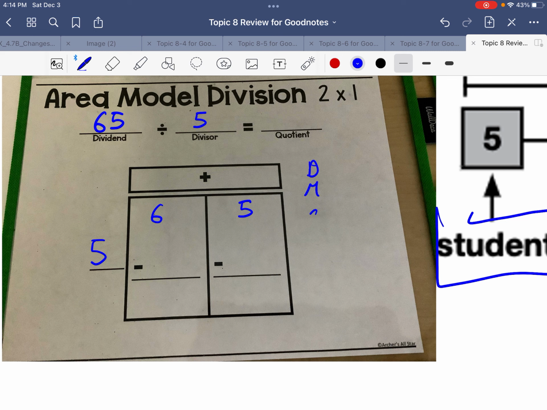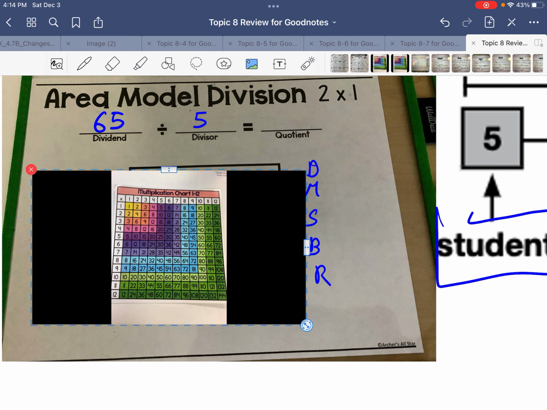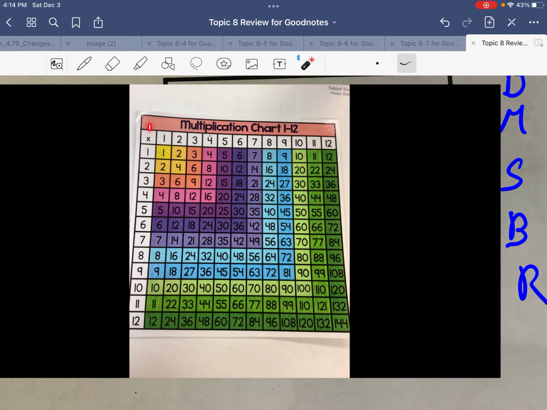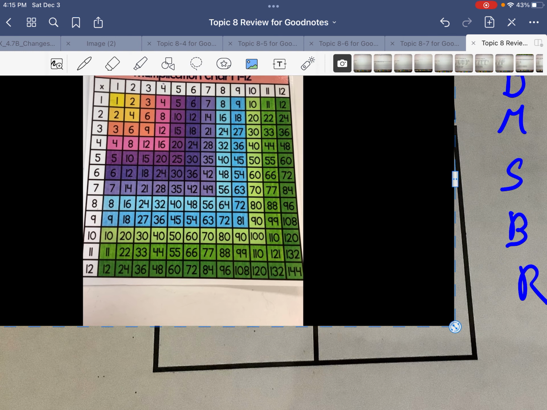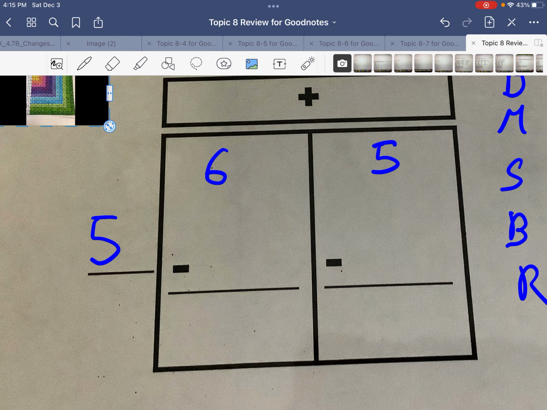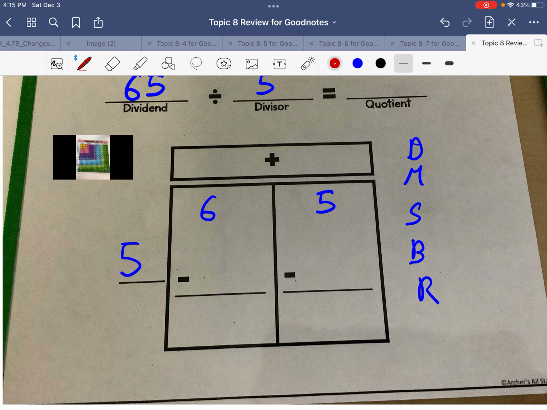Divide, multiply, subtract, bring up, repeat. And I'm going to start. 5 can go into 6 one time. To show where I'm getting that at, if I go to my 5s, I'm going to look for 6 or less. 10 is too big. So again, go into my 5s. I have to do 5 because it's less than 6. If I go up, I get 1. So I'm going to put 1 on the very top.